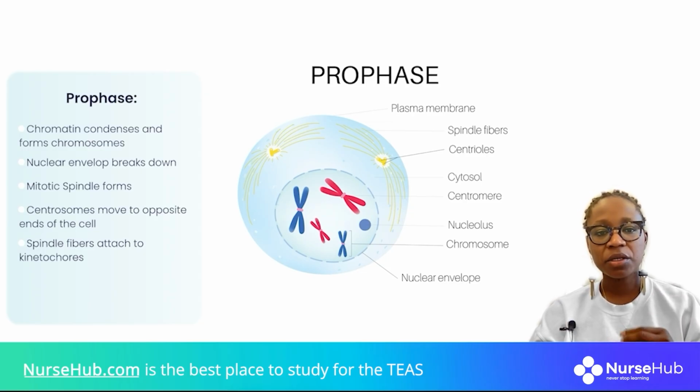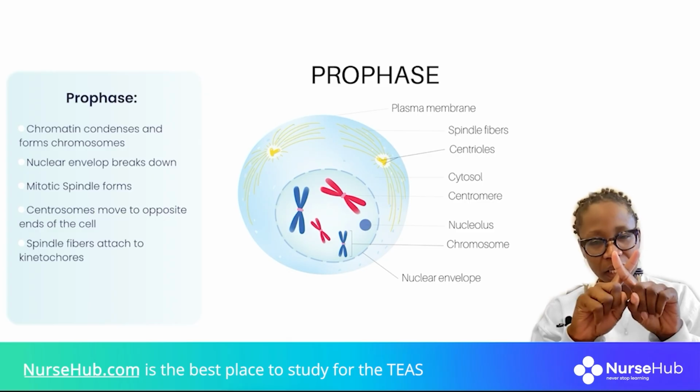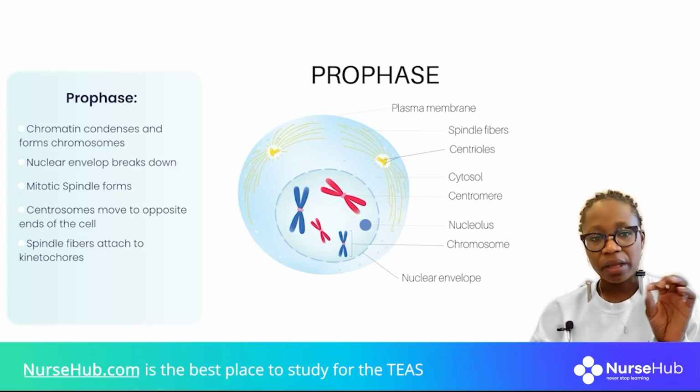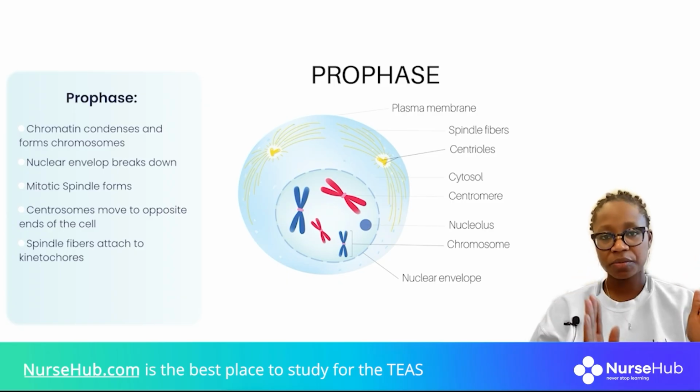As the mitotic spindle develops, it interacts with the chromosomes. Specialized protein structures called kinetochores form at the centromere region of each chromosome. It's kind of the intersection of where you see the X, it's right there. It serves as an attachment point for those spindle fibers. Then those spindle fibers attach to the kinetochores and help align and position the chromosomes in the cell.